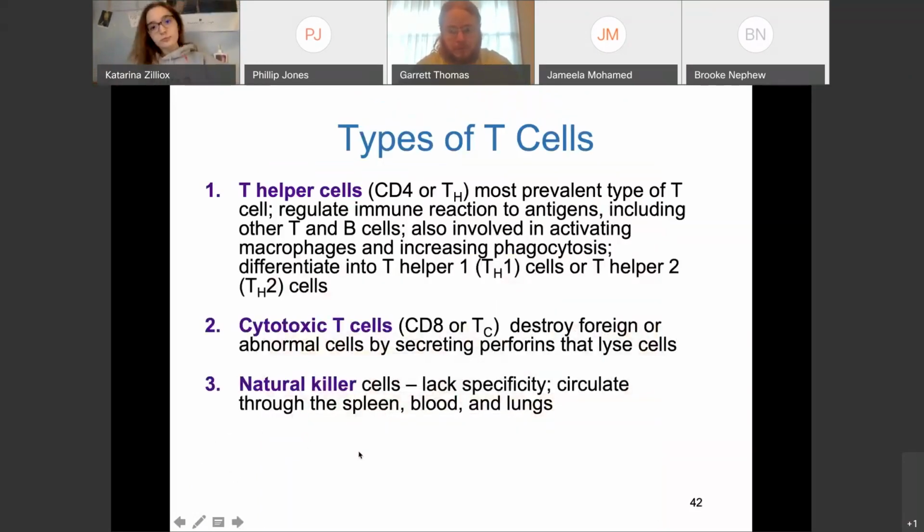And again, these are your T cells: your T helper cells, your cytotoxic T cells. Remember from that lymphatic line, I said everyone remembers T cells and B cells, but they always forget these natural killer cells. This is your lymphatic stem line. T cells, cytotoxic cells, your natural killer cells, these lack specificity. They circulate to the spleen, blood, and lungs. And anything that looks even remotely foreign, they go in and just kill it. They don't even care. We want a bunch of these going around.